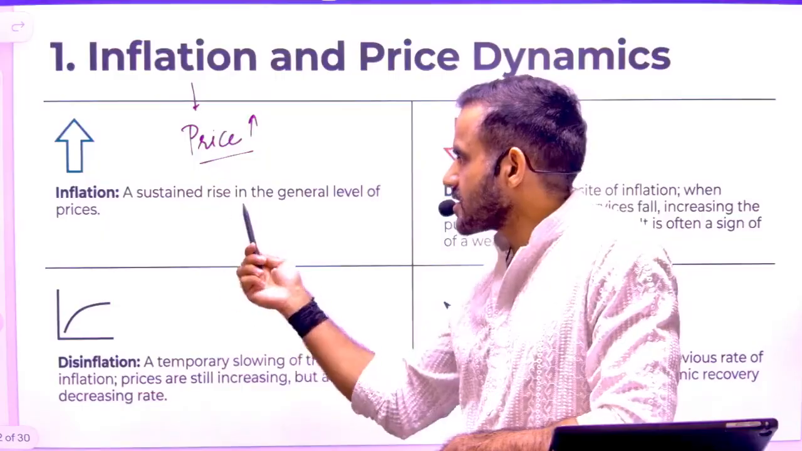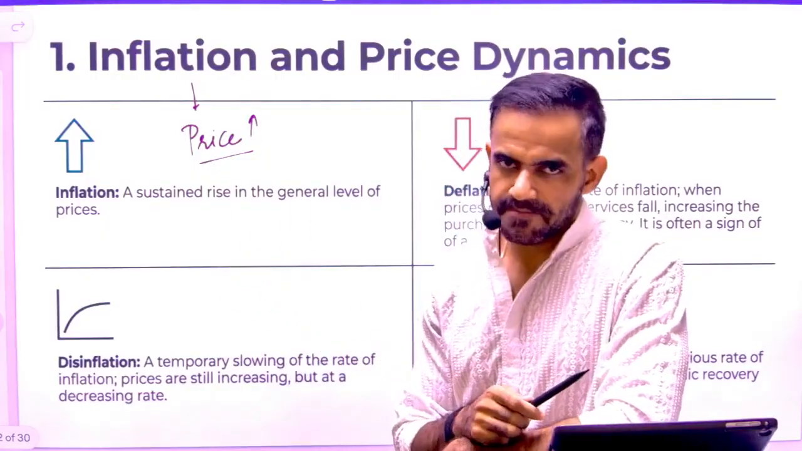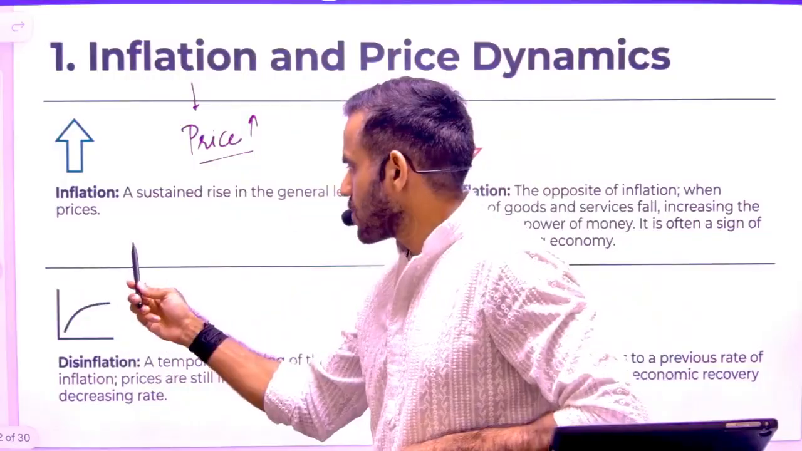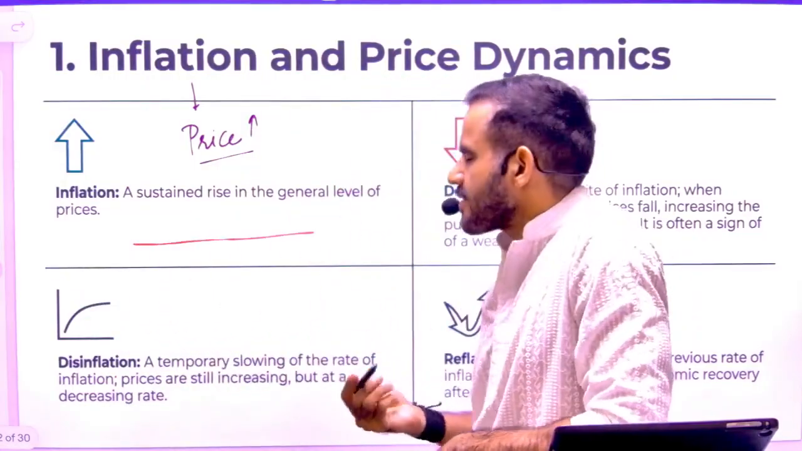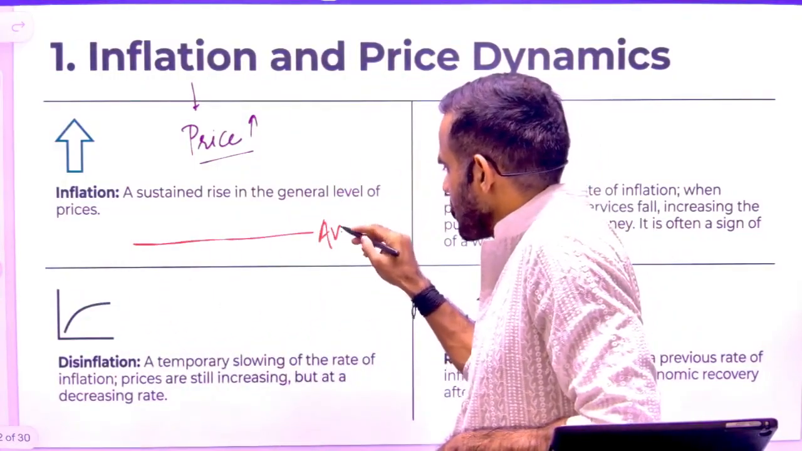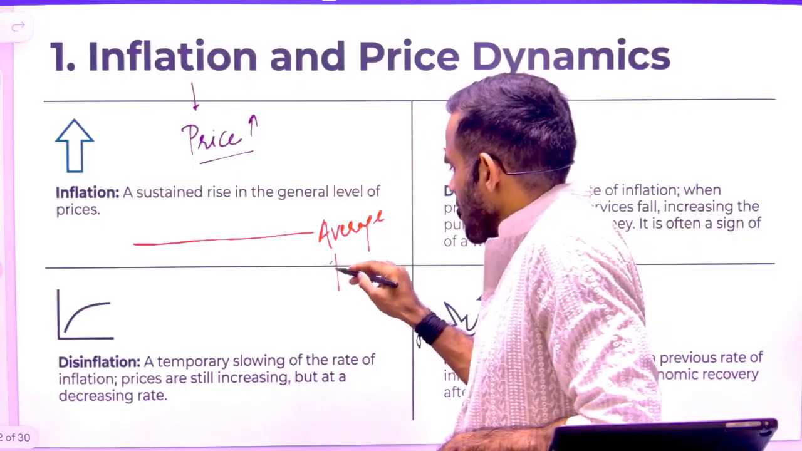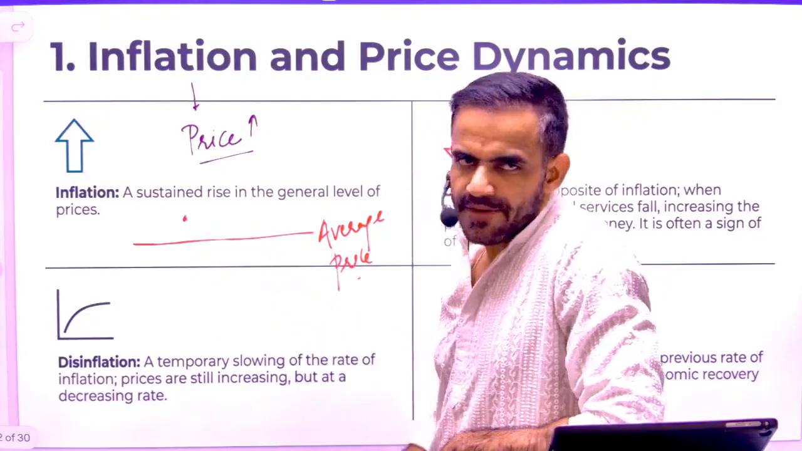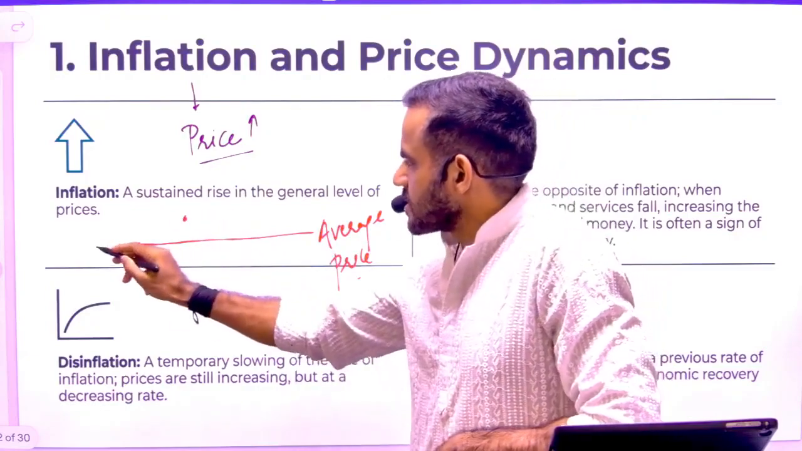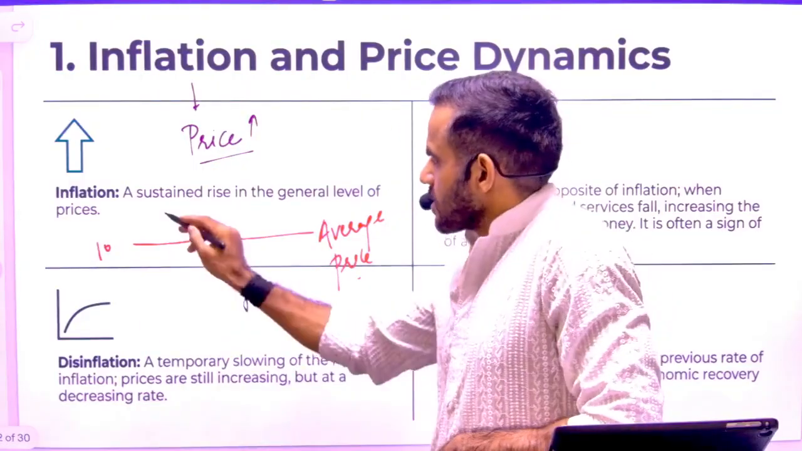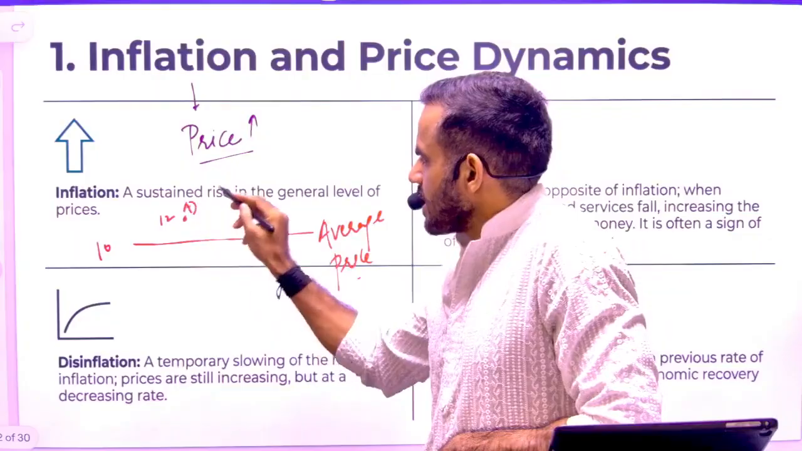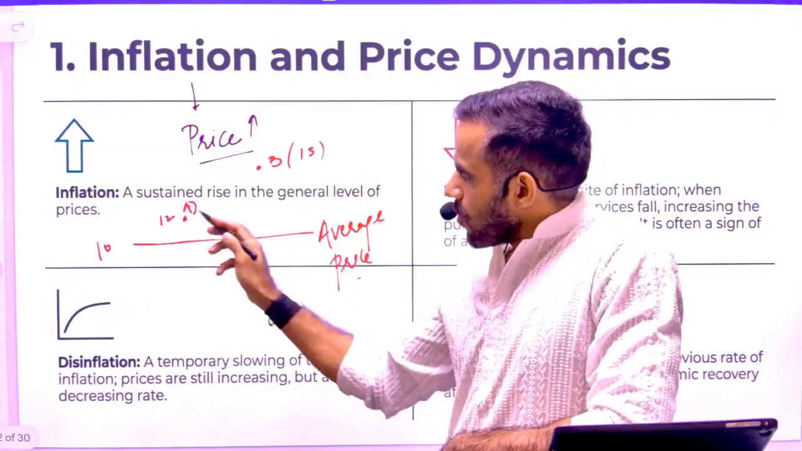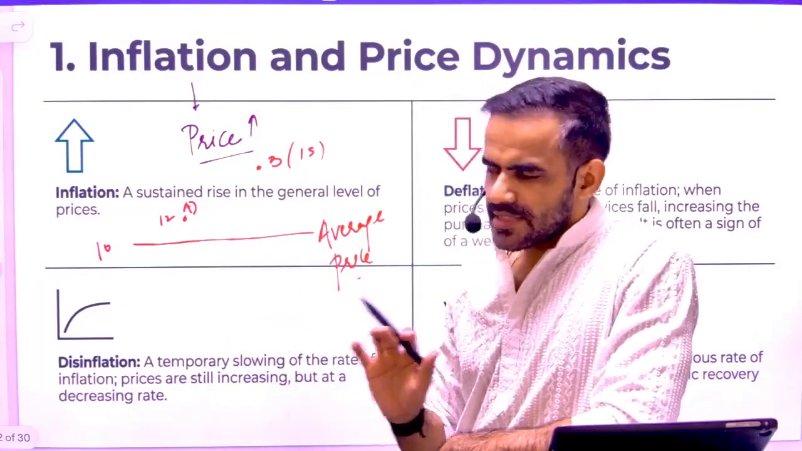So inflation is a sustained rise in the general price level. Okay, now if I have to present it on a graph, so let's say this is the general price level or average price. I'm oversimplifying it. This is the average price. Okay, now if the price level is above this line, this is going to be inflation. Let's say the general price is 10 rupees. This is 12 rupees. This is point A. And let's say this is point B. The price here is, let's say, 15 rupees. Okay. So both these cases will be considered as inflation.